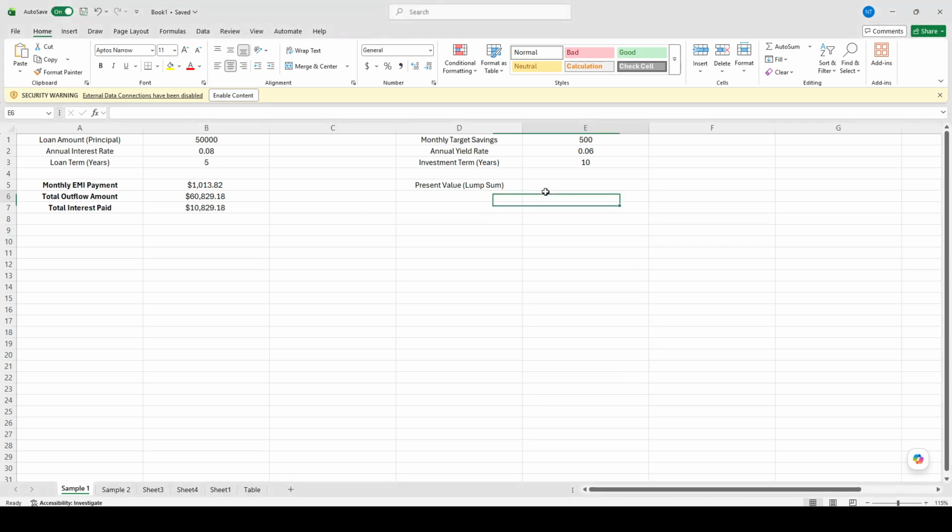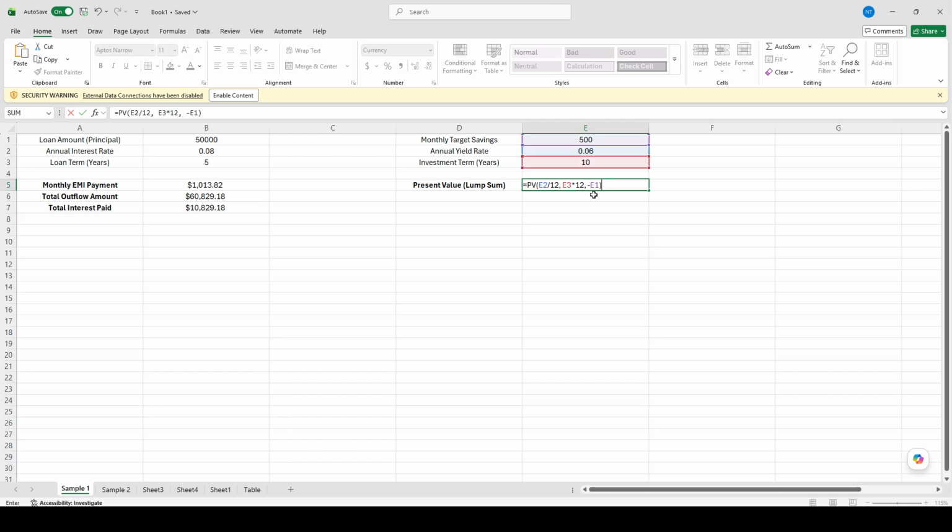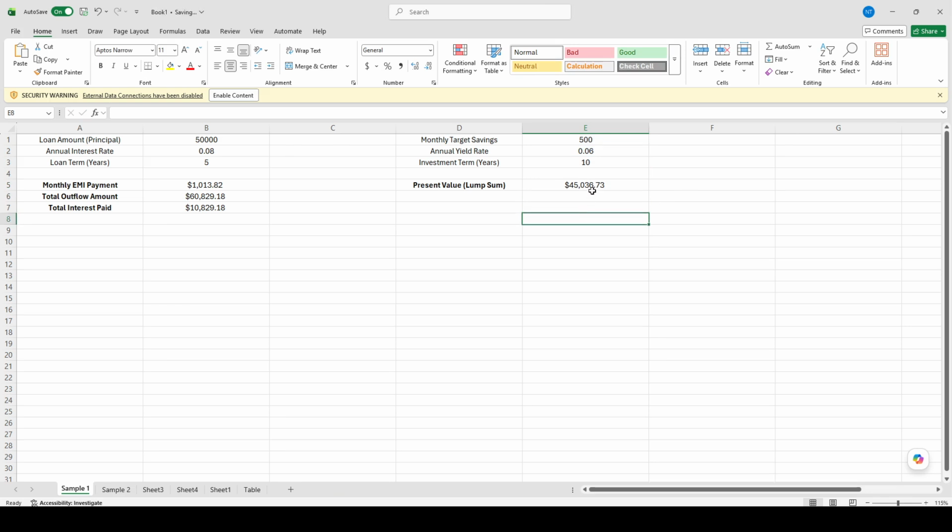Click cell E5. This calculation is different from the loan EMI calculation. Instead of finding a payment amount, we are finding the present value required to reach a future savings target. With cell E5 selected, type equals PV, open parenthesis, E2 divided by 12, comma E3 multiplied by 12, comma negative E1, close parenthesis. Then press enter. The full formula is equals PV, open parenthesis, E2/12, comma E3*12, comma negative E1, close parenthesis.